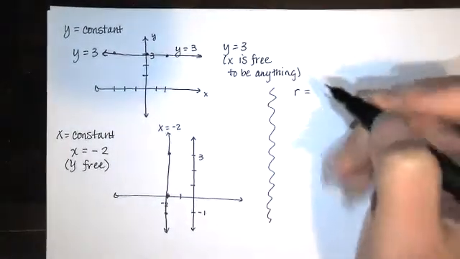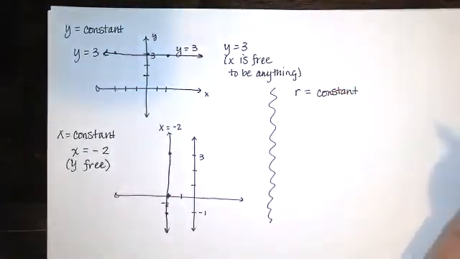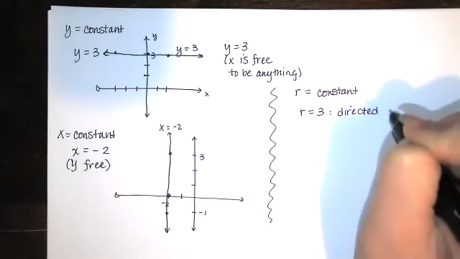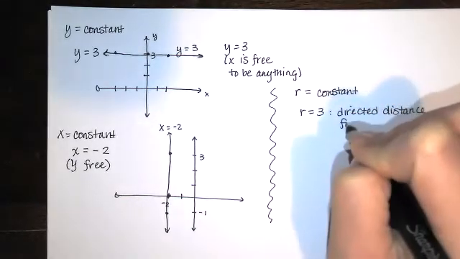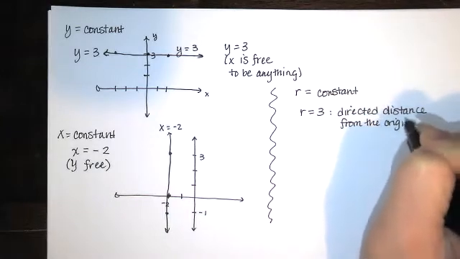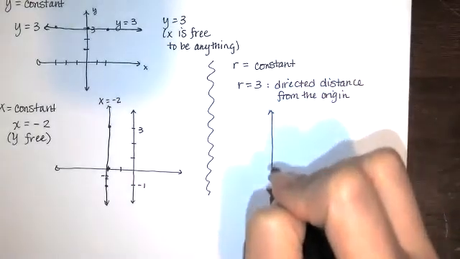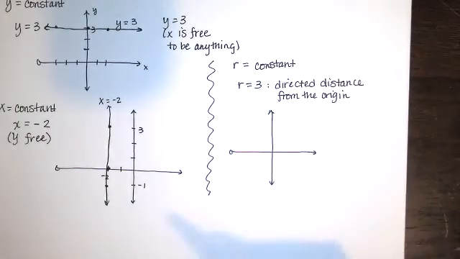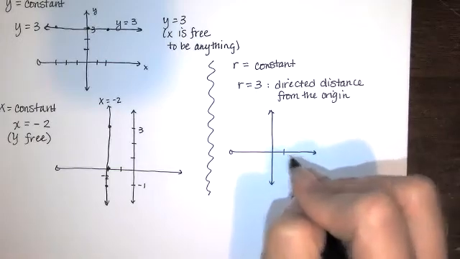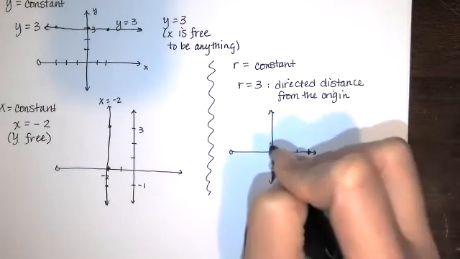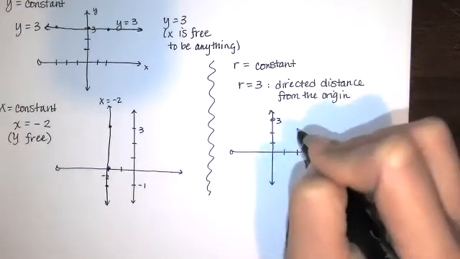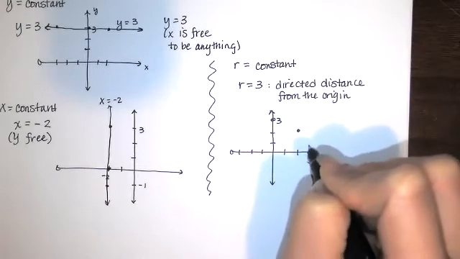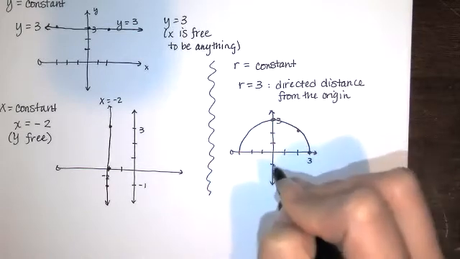Now, if r is equal to a constant, let's say r is equal to 3. That is the directed distance from the origin. If someone asks you to graph r equals a constant, they're saying we're 3 units from the origin, or we're this constant number of units from the origin, and theta is free to be anything. So if we're 3 units from the origin, when theta is 0, we're here. When theta is pi over 2, we're here. When theta is pi over 4, we're here. When theta takes on all the possible values, we get a circle of radius 3 centered at the origin.